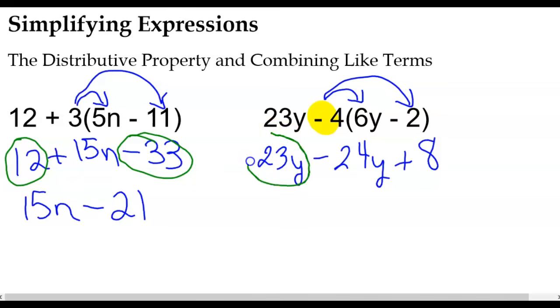Again, after I distribute, I'm going to combine like terms. 23y minus 24y is negative 1y, or just write it as negative y plus 8. And that's a much simplified version of the original expression.